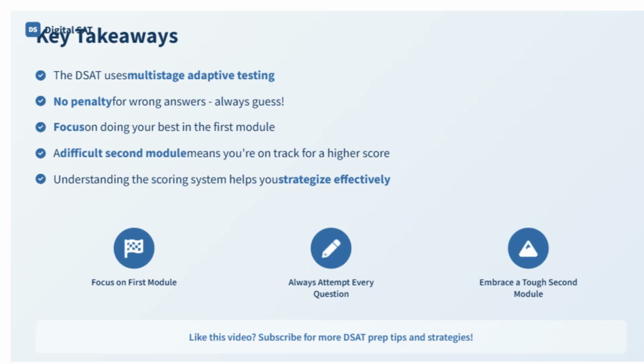To wrap things up, let's review the key takeaways from today's session. The DSAT uses multi-stage adaptive testing, so your performance on the first module is key. There is no penalty for wrong answers, so you should always guess rather than leave a question blank. Finally, if you get a difficult second module, embrace it. It means you're on track for a higher score. Understanding this scoring system is your first step towards strategizing effectively for the digital SAT.